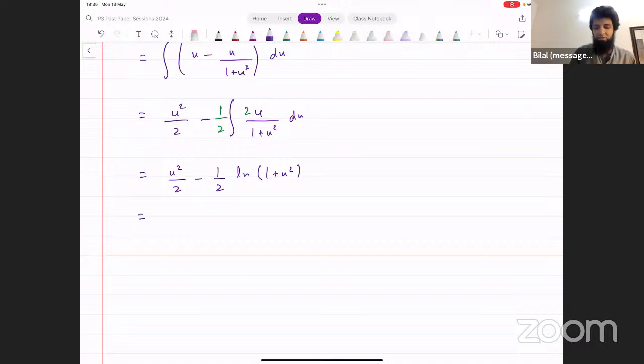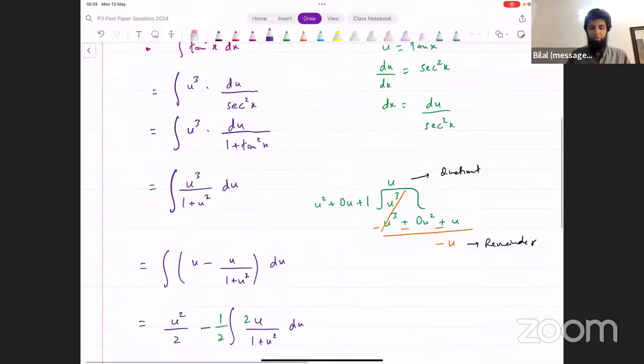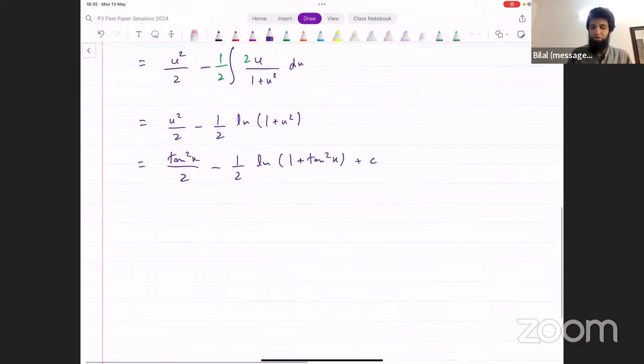And now you put that substitution back, and it becomes tan square x over 2 minus 1 over 2 into ln of 1 plus tan square x. That is the integration of tan cube x. If you want, you can convert this to secant square as well now. 1 plus tan square, that is secant square, but it's not necessary. You can leave it like this as well. That's how you integrate tan cube.